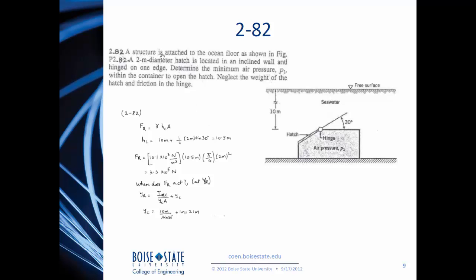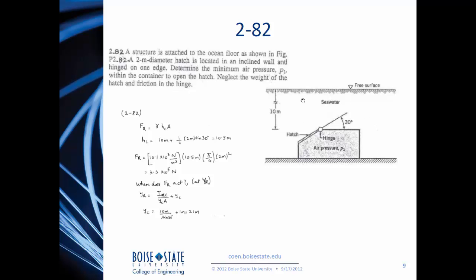In this problem, a structure is attached to the ocean floor as shown. A 2-meter diameter hatch, which is this hatch shown here, is located in an inclined wall and hinged at one edge. This is the edge where it is hinged. You're asked to determine the minimum air pressure P1 within the container to open the hatch. You're asked to neglect the weight of the hatch and the friction in the hinge.